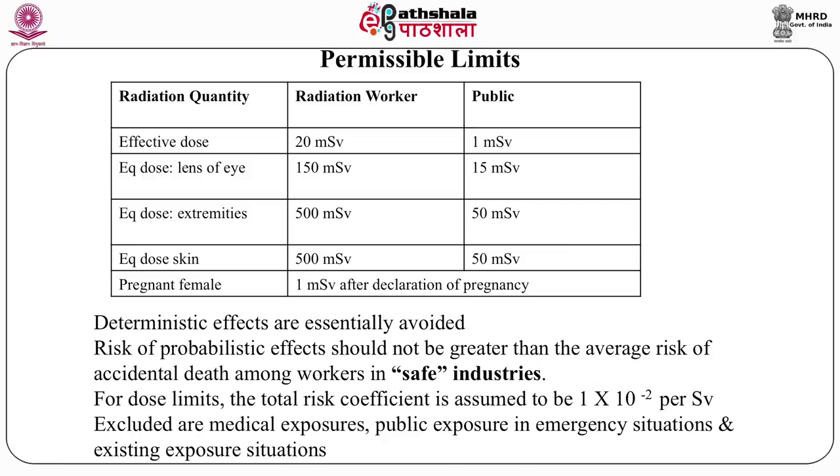Now, what do these permissible limits tell us? That to ensure that deterministic effects are essentially avoided, the risk of probabilistic effects should not be greater than the average risk of accidental death among workers in a safe industry. And for dose limits, the total risk coefficient is assumed to be 10 raised to the power minus 2 per sievert. Excluded are, please remember, medical exposures, public exposures in emergency situations, and existing exposure situations.